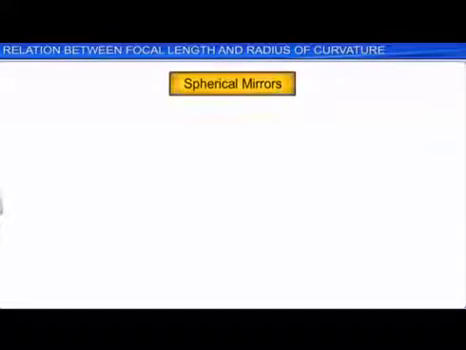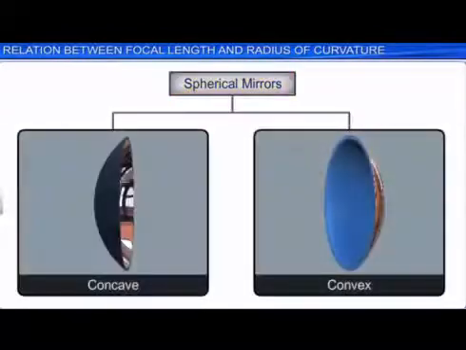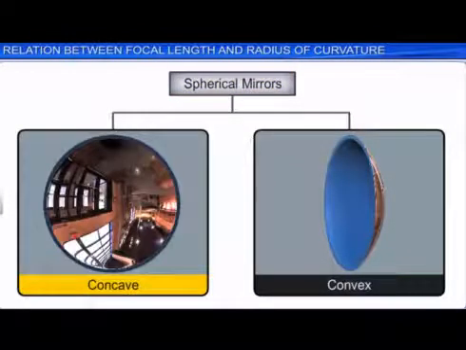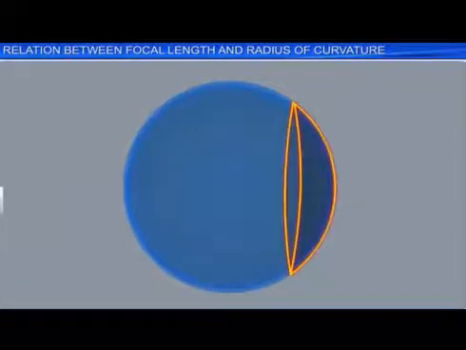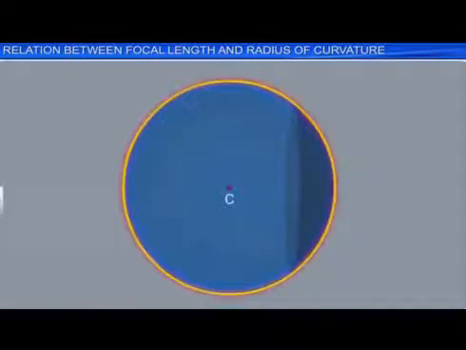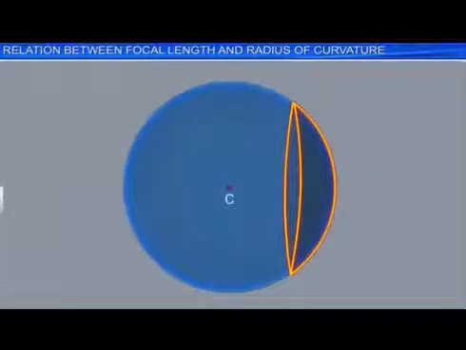We know that spherical mirrors are of two types, concave and convex. Specific terminologies are used in the calculations related to spherical mirrors. For instance, the center of curvature, or C, is the center of the sphere of which the mirror is a part.